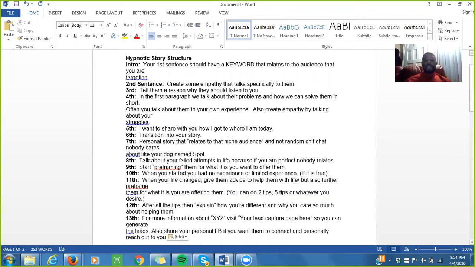In the first paragraph, we talk about their problems and how we can solve them in short. Basically, you want to let people know that, hey, you've been through some things, but you can solve their problems, okay? Often you talk about them in your own experience. Also create empathy by talking about your struggles.